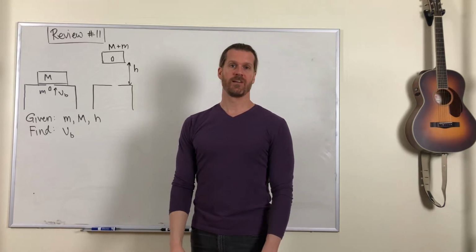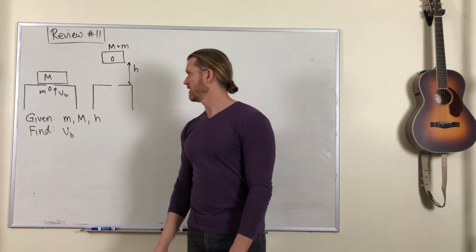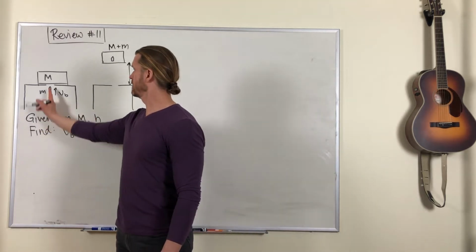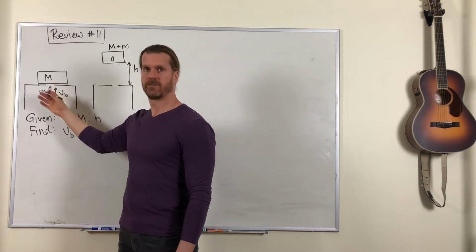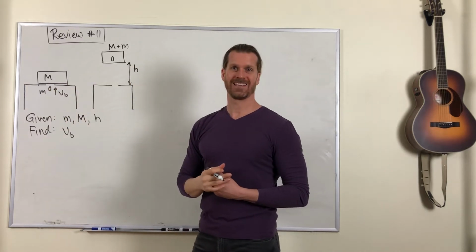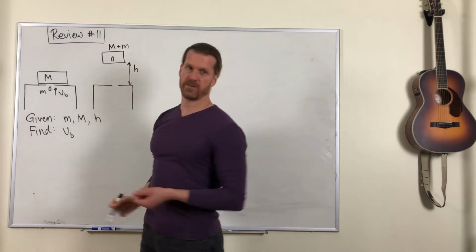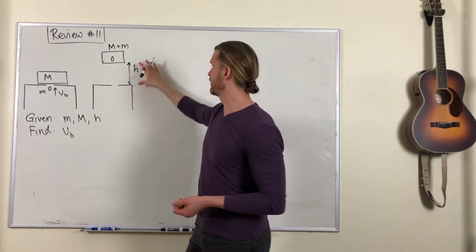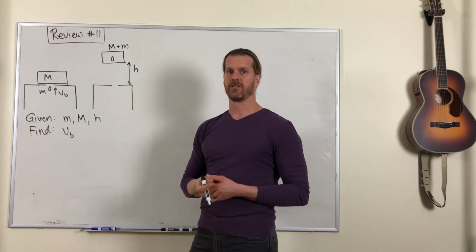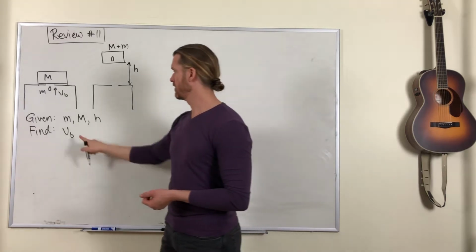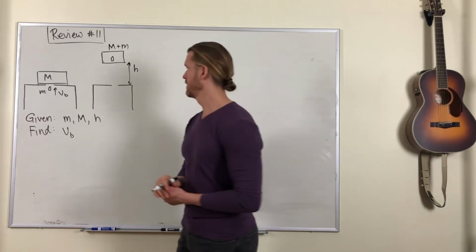Review problem number 11. We've got a ballistic collision again. This time we fire a bullet into a block. They have a perfectly inelastic collision. They stick together. That combined bullet plus block object rises up to a final height h above where it started from. And our task is to figure out the initial speed of the bullet.